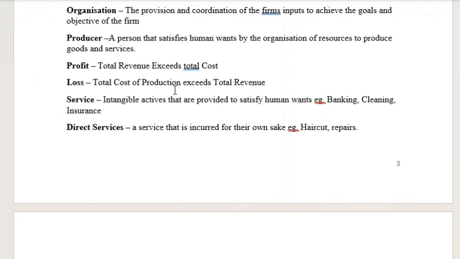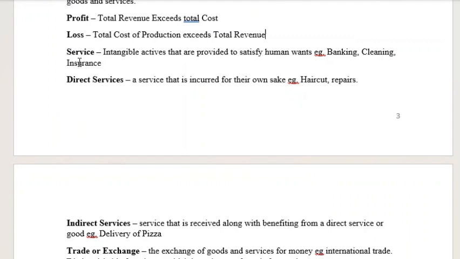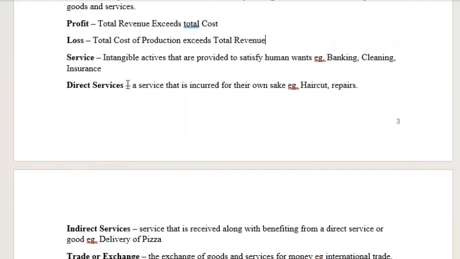Profit, total revenue exceeds total cost. This is when after all expenses are deducted, you still have a good amount of money left back, and that money is considered to be a profit. Loss, total cost of production exceeds total revenue. This occurs in a situation wherein your expenses far exceed the money left back, meaning that you don't have any money left back after the transactions have been made.